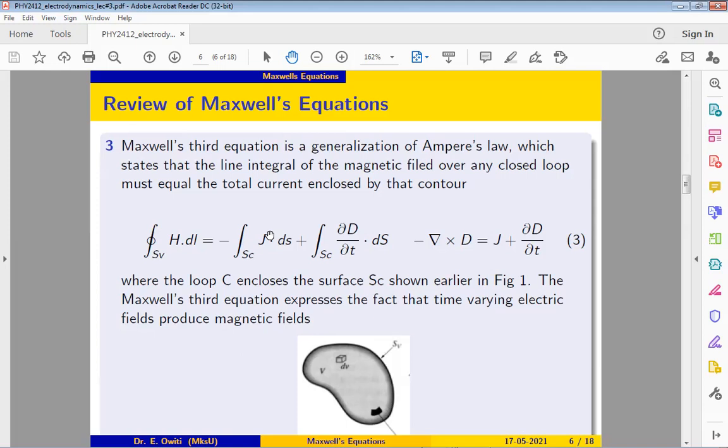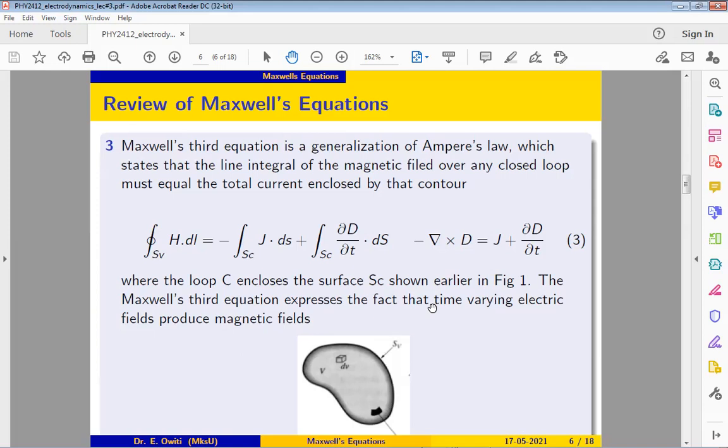So we're saying where the loop C encloses the surface S, shown in earlier figure 1, Maxwell's third equation expresses the fact that time-varying electric fields produce magnetic fields. If you remember, there was an experiment done by somebody called Oersted, O-E-R-S-T-E-D. In this experiment, there was a discovery that anytime current flows in a conductor, there exists some magnetic field around the conductor. And that is what we call the magnetic effect of electric current.